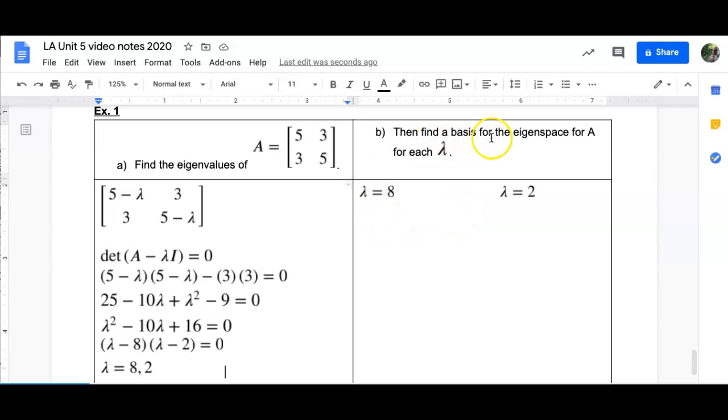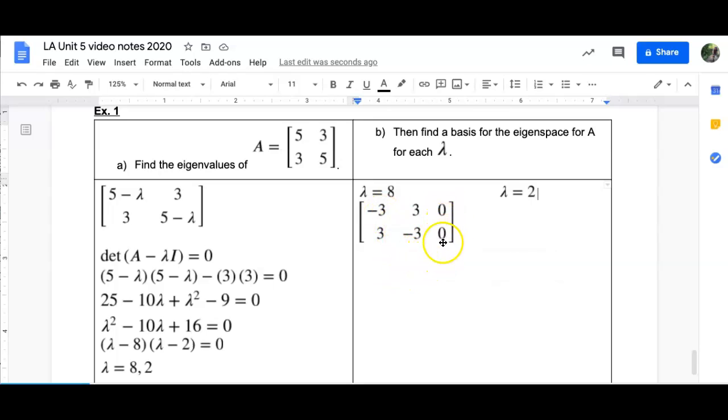Now I want to find a basis for the eigenspace, and this is what we did in 5.1. Just to refresh, a basis for the eigenspace for A for each lambda. So what I'm going to do is take 8 and plug it into this matrix right here. I took the 8 and put it in here for lambda. So 5 minus lambda would give me my negative 3. The 3's stay, and then I get another negative 3 over here. So a lot of symmetry going on here.